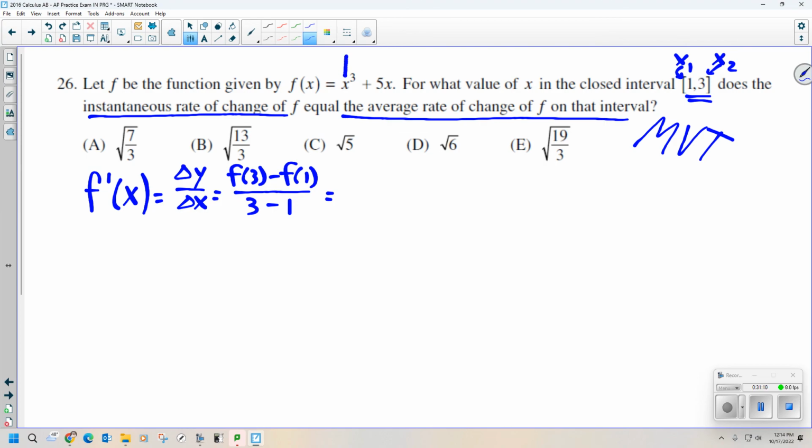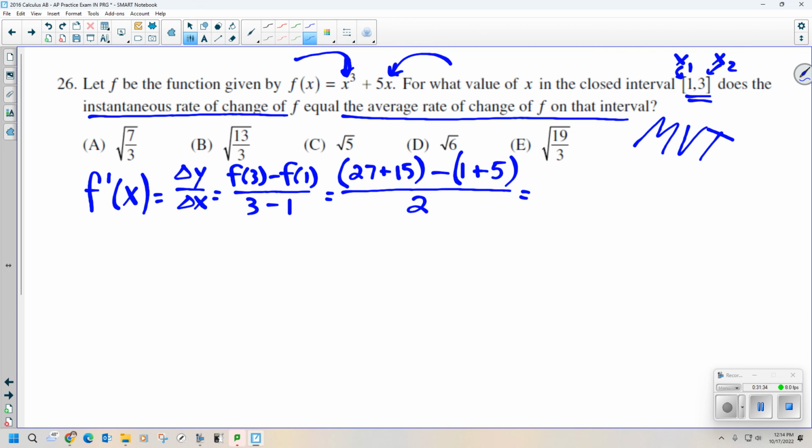All right, if I throw a 3 in here, 3 cubed is 27, plus 3 times 5 is 15, minus, now if I throw a 1 in here, that's 1, plus 5 times 1 is 5, all over 3 minus 1 is 2. All right, let's clean this up a bit. 27 and 15, well, that's 42, minus 6 divided by 2. We got 36 divided by 2. Looks like that's 18. That is my change in y over change in x.